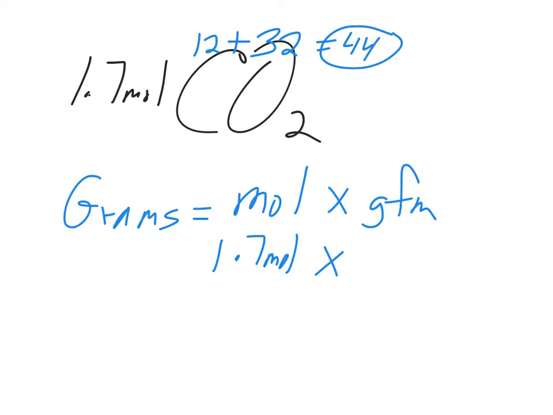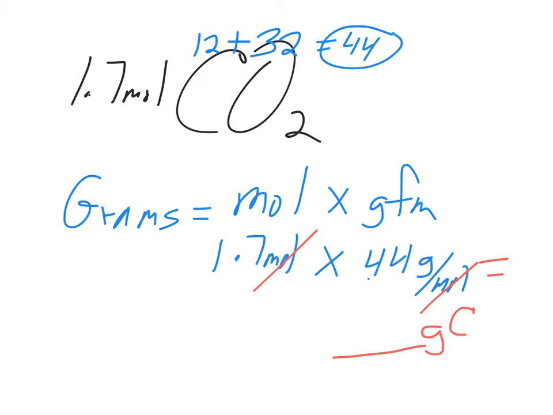This is my molar mass. That's my GFM. So I have 44 grams per mole, right? Now since we have moles, that cancels out. Your answer will stay in grams of CO2. Okay, so 1.7 times 44 is how much? 75? Okay. These are your grams.